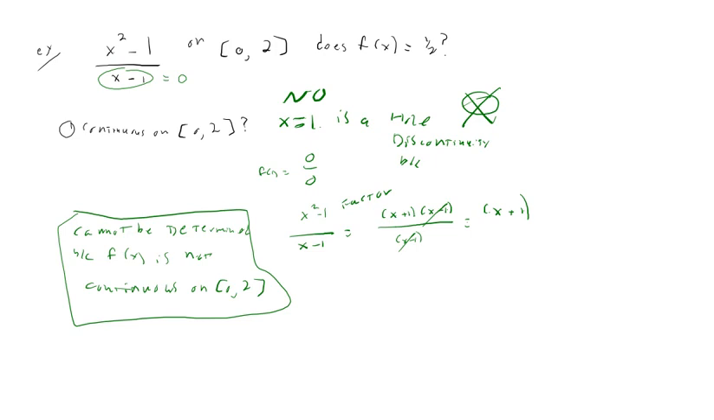If I had a different interval, if I said my interval was, instead of 0 to 2, say 2 to 5, right? 2 to 5. This is fine because it's continuous on 2 to 5. The only place it's not continuous is at 1.